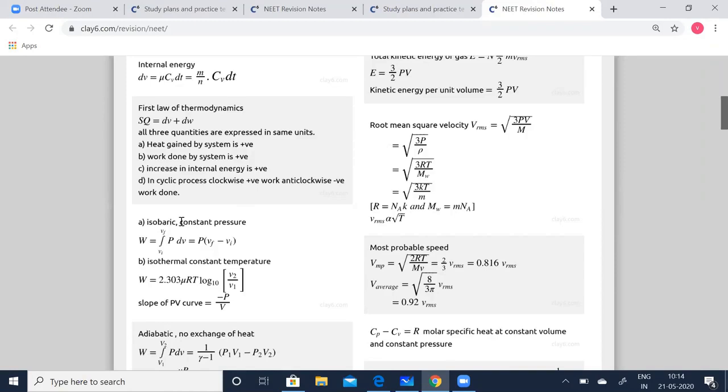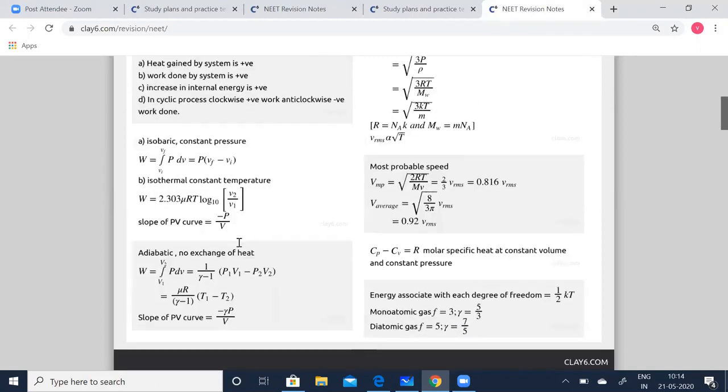Isobaric: if it is an isobaric change, then the pressure is going to be constant. So W is equal to the integration from Vi to Vf of P dV. Since pressure is constant, the volume is going to change. Vi stands for the initial volume and Vf for the final volume. So W is equal to P times (Vf minus Vi), where Vf stands for the final volume and Vi stands for the initial volume.